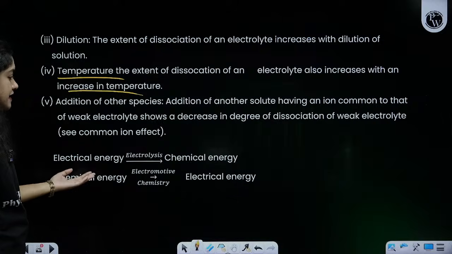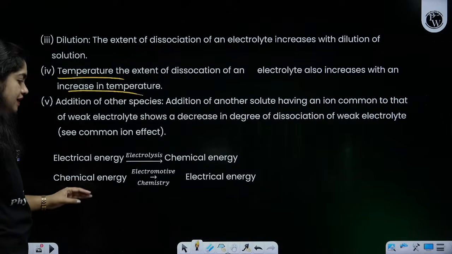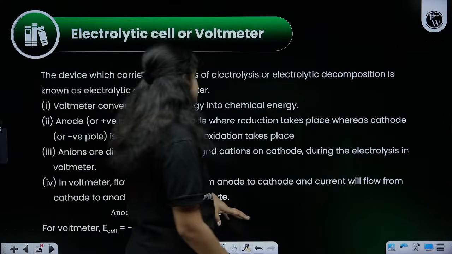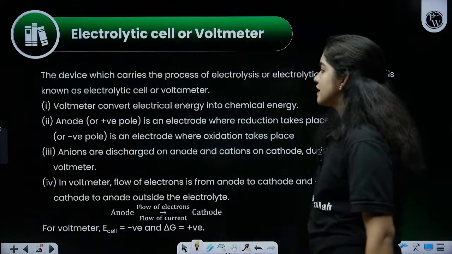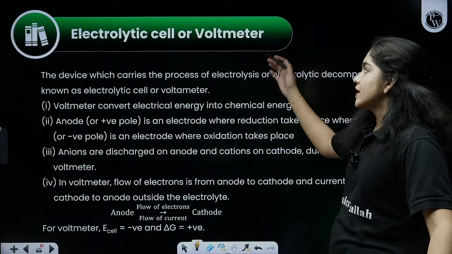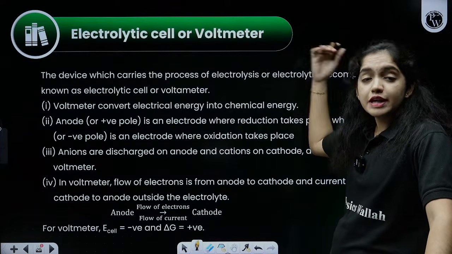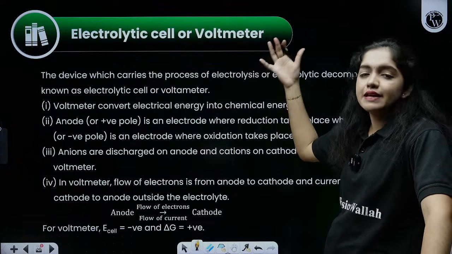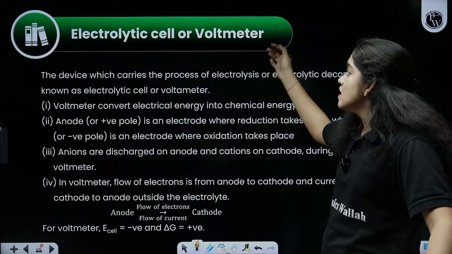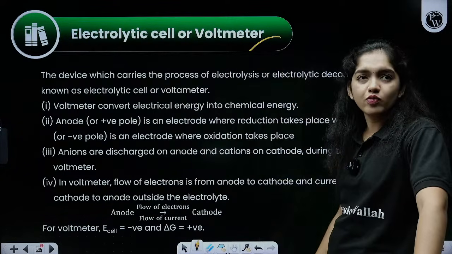So electrical energy is converted into chemical energy, and chemical energy is converted into electrical energy. That is the main topic that we are going to discuss in this chapter, right? So the electrolytic cell or voltaic cell, that we already discussed, the Daniell cell. It is also known as what? Electrochemical cell, Daniell cell, galvanic cell, voltaic cell. Now we are going to discuss the electrolytic cell, voltameter.